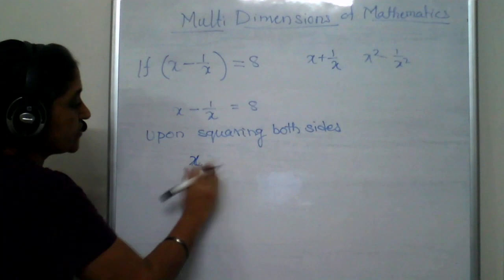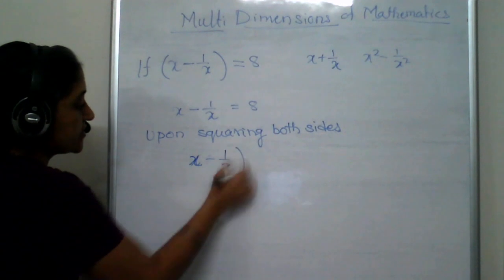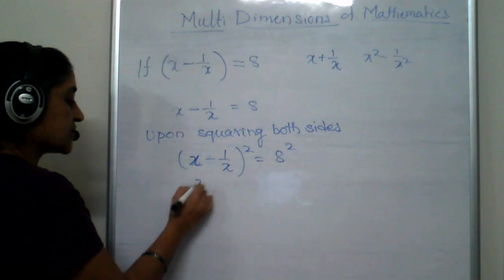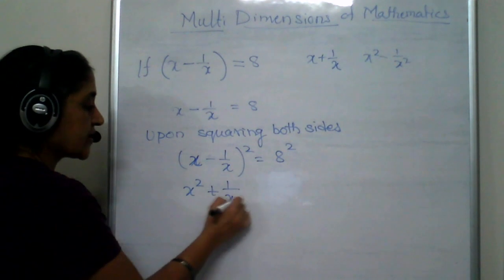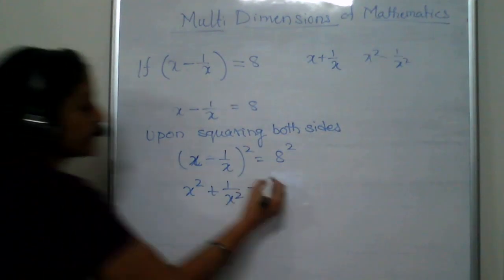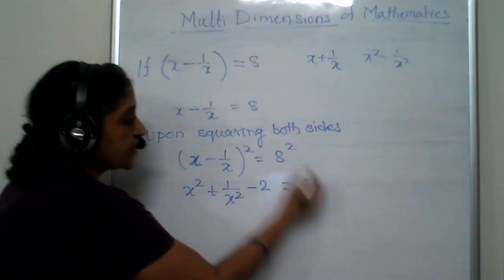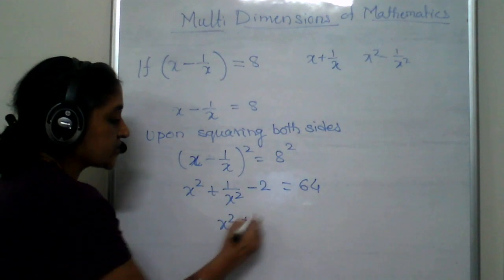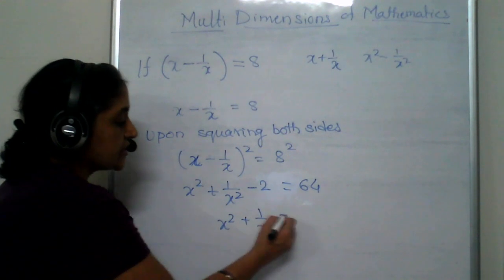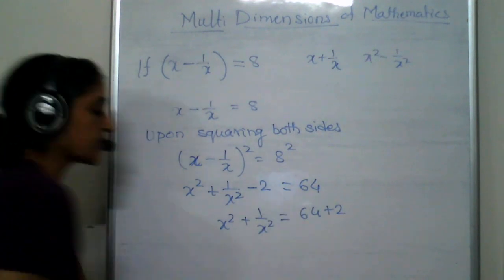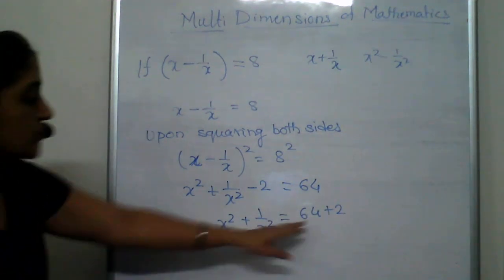(x minus 1 upon x) raised to square is equal to 8 square. Now here, x square plus 1 upon x square minus 2, this is as per the identity, equals 64, 8 8s are 64. Now transpose this 2 to the other side. What will happen? x square plus 1 upon x square is equal to 64 plus 2. This is negative 2, it goes here, it becomes positive 2.